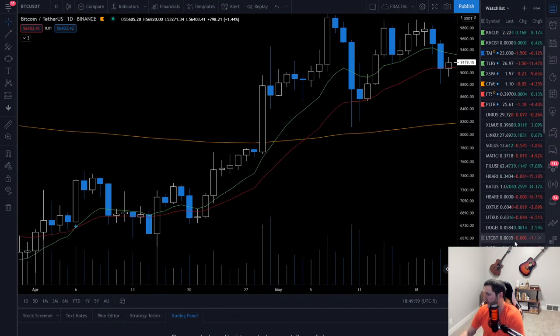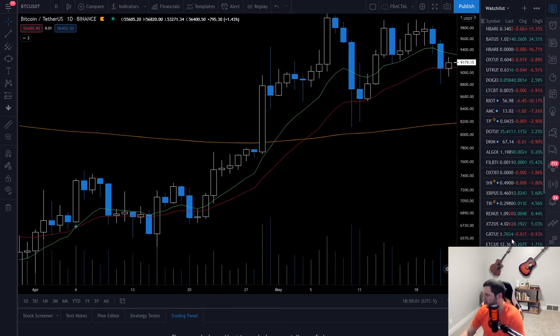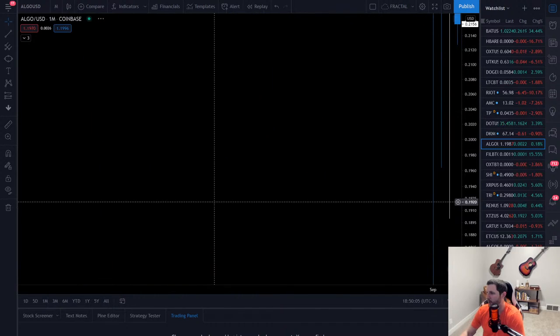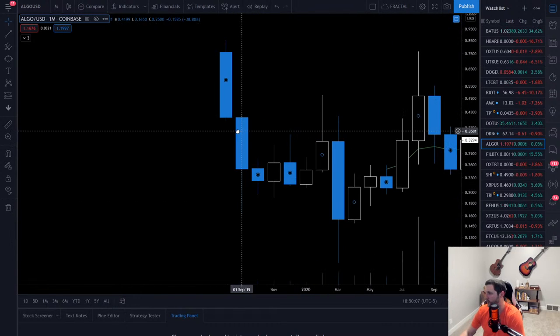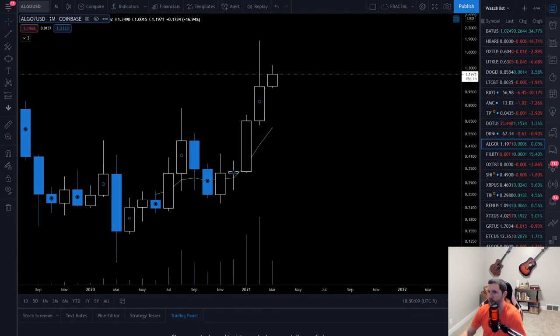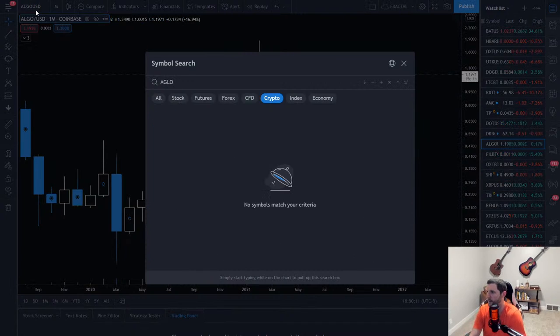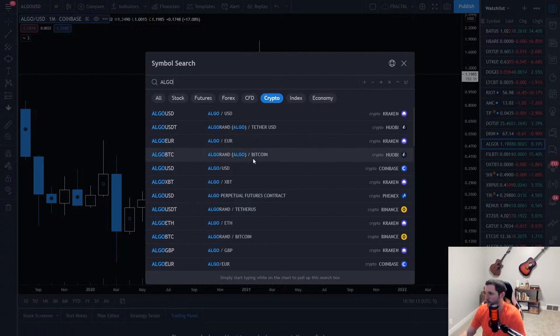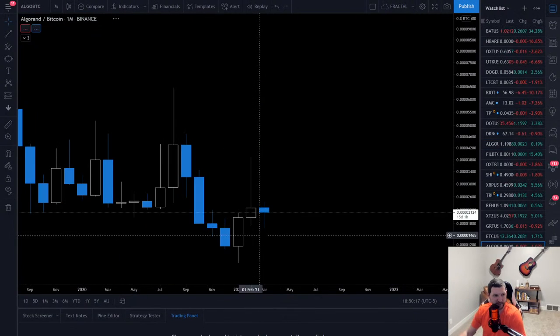I can actually show you algo, though. We do have a really nice monthly bullish engulfing on algo. I remember this. And actually, it might be on the Bitcoin chart. So I might have to go back to the Bitcoin chart. So let's go to algo. Or not. Algo... Bitcoin on Binance.